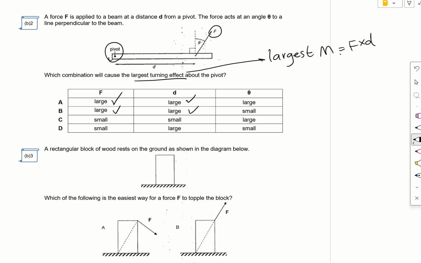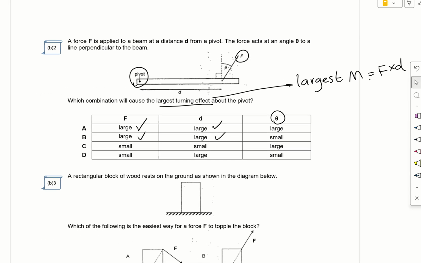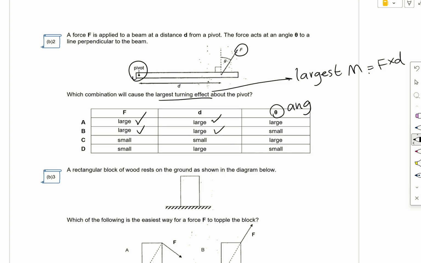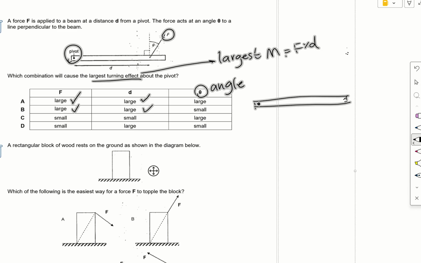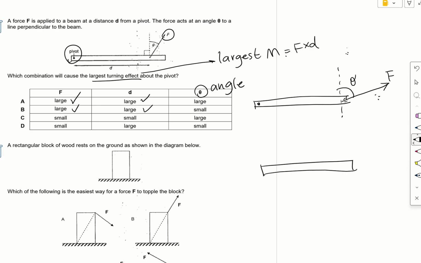And now comes this theta. This theta is this angle over here. So if I were to draw, maybe I draw two cases whereby I have the angle as large. If it's large, that means this is the reference line. If it's large, it looks something like this, F, right? So this is when I have a large angle versus a small angle. This is the reference.